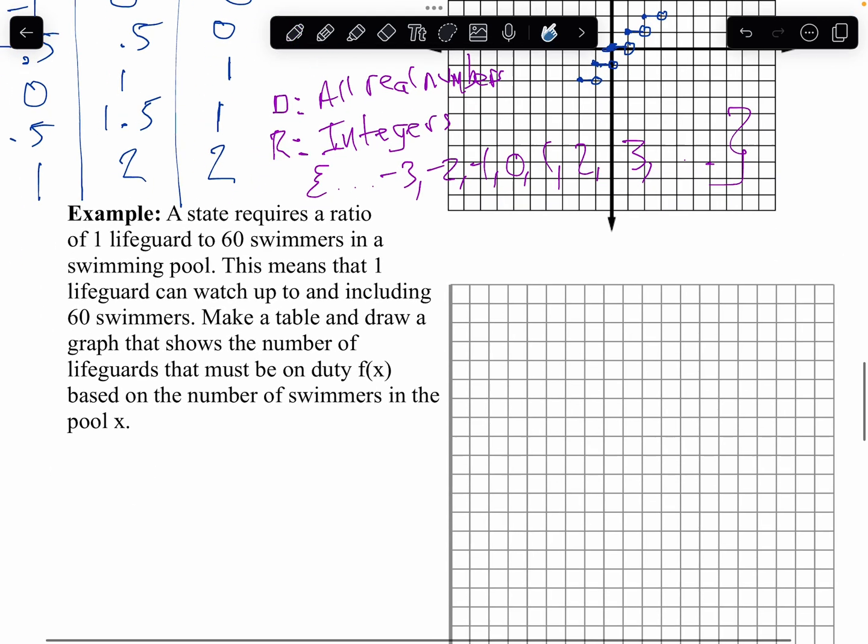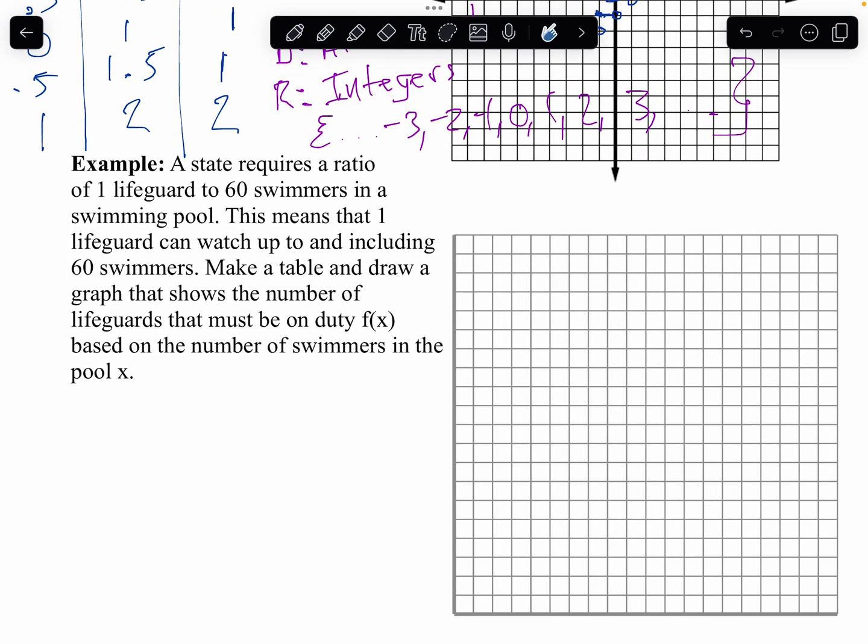Okay, let's take a look at this one. Here we have a design question. A state requires a ratio of 1 lifeguard to 60 swimmers in a swimming pool. This means that 1 lifeguard can watch up to and including 60 swimmers. I want to make a table and draw a graph that shows the number of lifeguards that must be on duty, f of x, based on the number of swimmers in the pool, x.